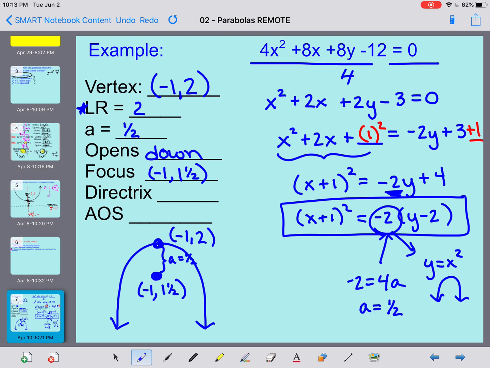The directrix is going to be a half a space the other direction.